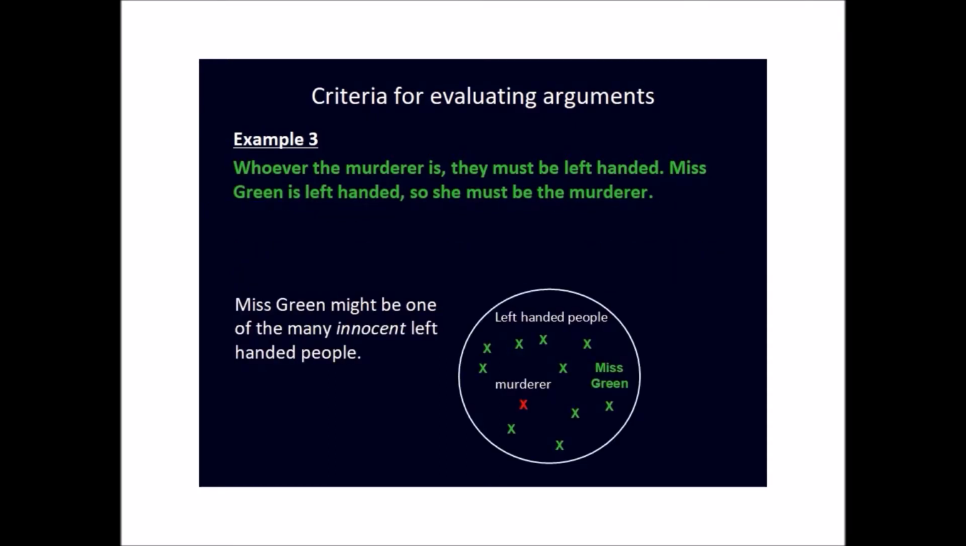Here's another diagram to illustrate that. Again, here are all the left-handed people. And again, we know that the murderer is one of them, one of the left-handed people. And the second premise now tells us not that Green is outside here, but that she's one of the left-handed people. But she might be one of the many, many left-handed people who are innocent, who didn't commit this murder. So the conclusion here doesn't follow. It would not be sufficient to establish that Green was guilty.